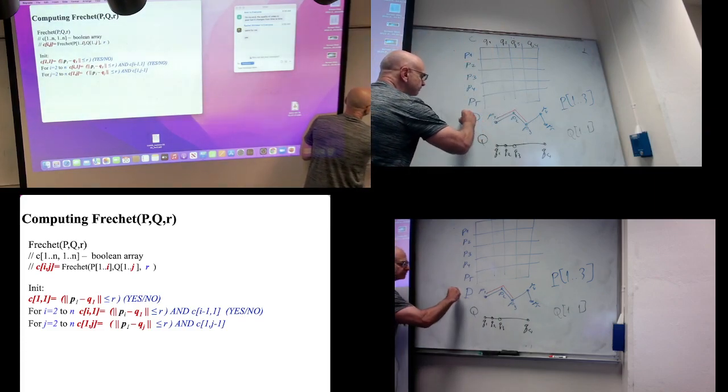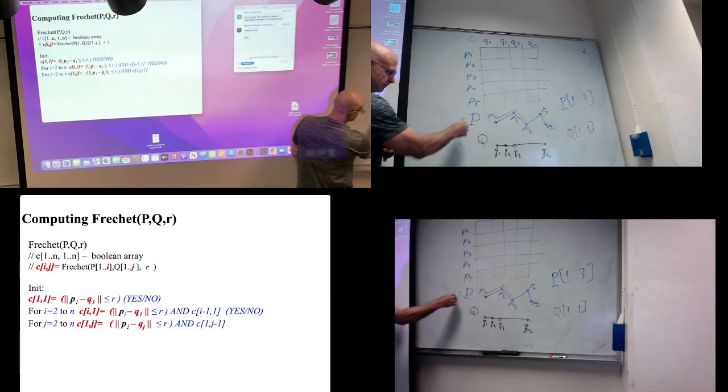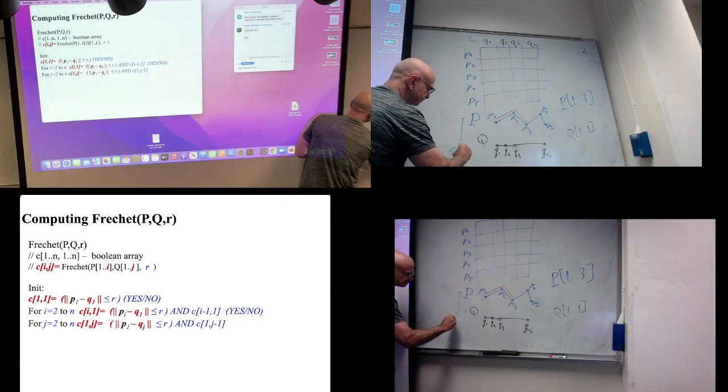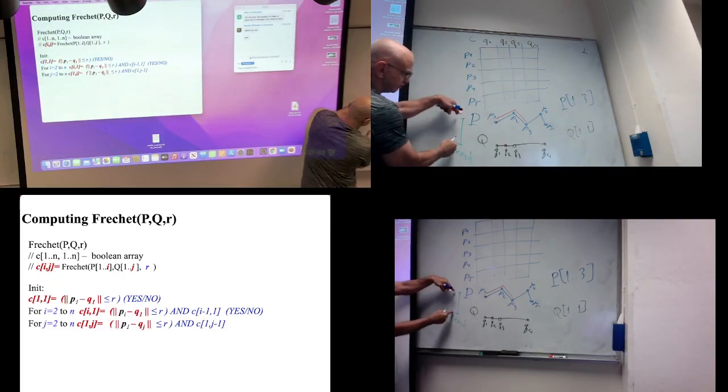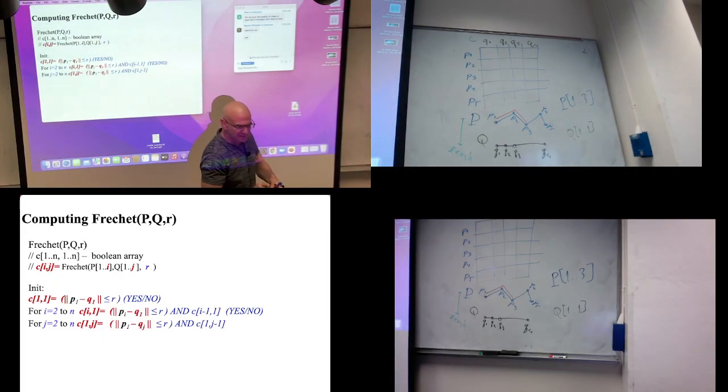Quick example. Here is my leash. The length of the leash is this distance, between this point and this point. I'm trying to say that's the Euclidean distance between them.